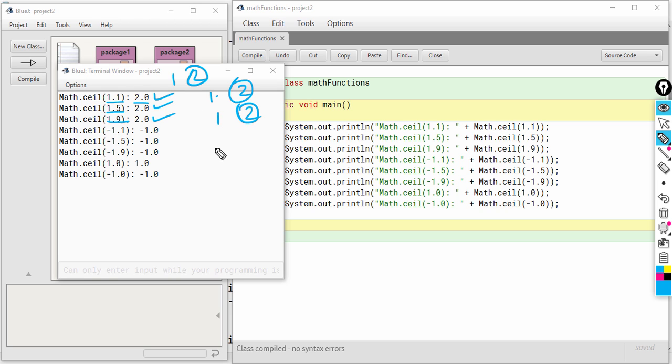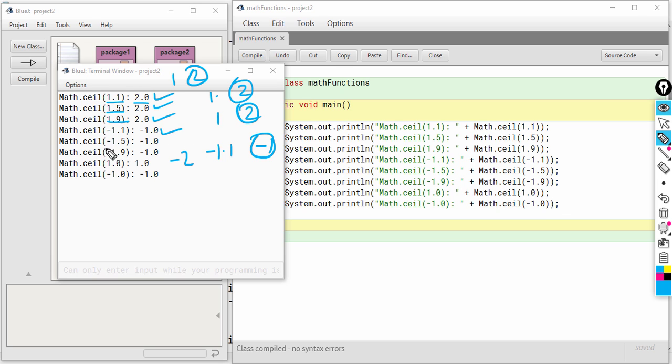Next is minus 1.1. Minus 1.1 comes between minus 1 and minus 2. Bigger number is minus 1. So the answer will be minus 1.0.